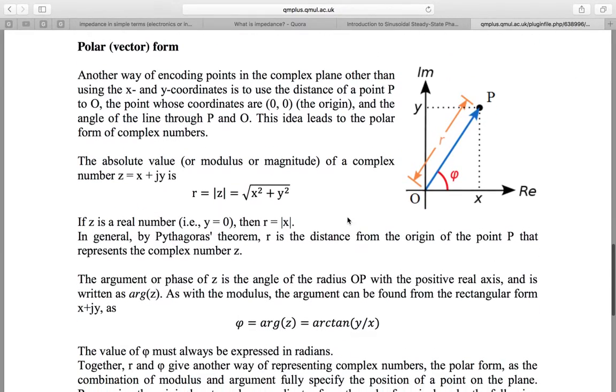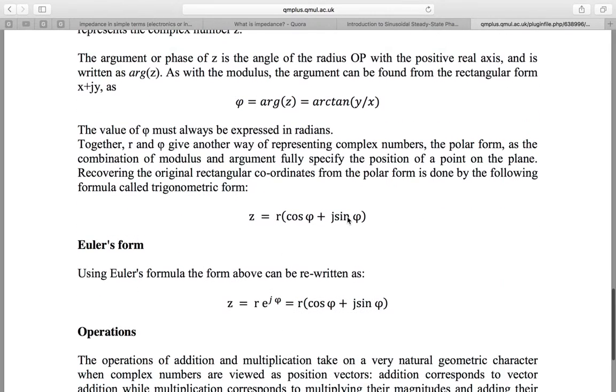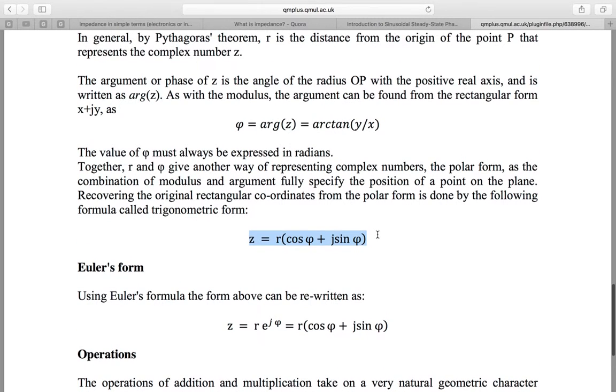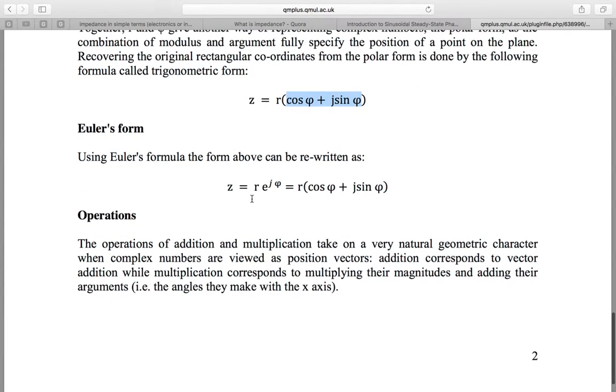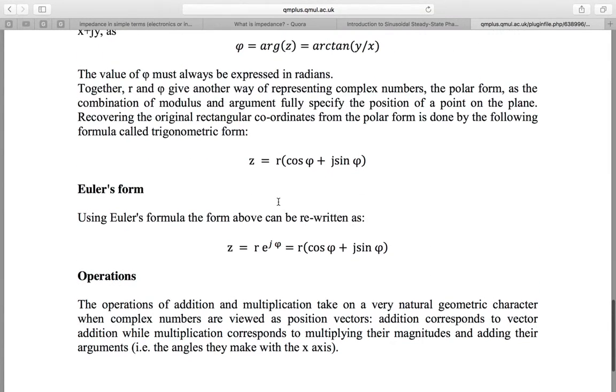You can also write it in the polar form, which gives you this equation: z equals r times (cos phi plus j sin phi), where r is the modulus, the magnitude, and phi is the argument. You can also write it in the Euler form, in terms of an exponential function: z equals r e^(j theta), where r is again the magnitude and theta is the angular argument. So that's all you have to know.